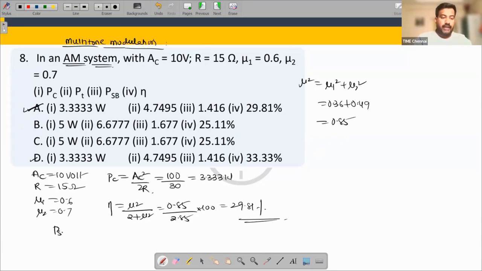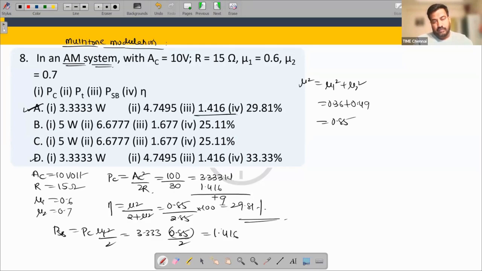Similarly, you can find the sideband power. Pc into mu_t square by 2, 3.333 into 0.85 by 2, that is 1.416. Add up now: 4.749. So option A is the answer.